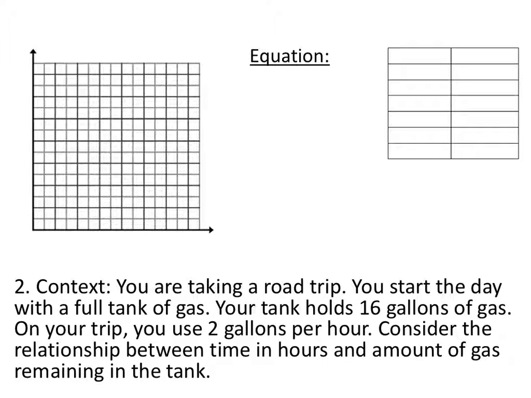Number 2, here's the story. You are taking a road trip. You start the day with a full tank of gas. Your tank holds 16 gallons of gas. On your trip, you use 2 gallons per hour. Consider the relationship between time in hours and the amount of gas. Again, it's given us the 2 quantities. We've got to determine which is dependent and which is independent for the x's and y's. But take a few minutes with your neighbor and see if you can complete the table, graph, and equation on this one.